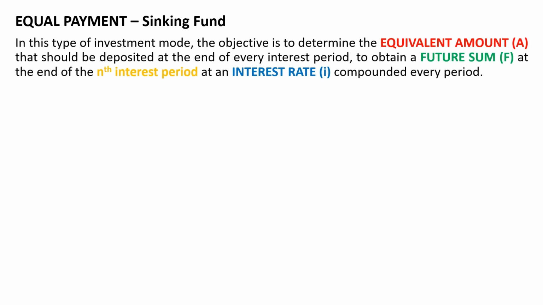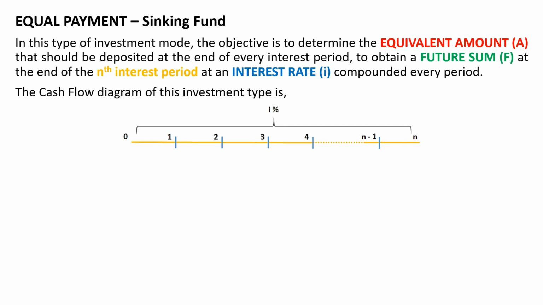Equal payment sinking fund. In this type of investment mode, the objective is to determine the equivalent amount A that should be deposited at the end of every interest period to obtain a future sum F at the end of nth interest period at an interest rate I compounded every period. The cash flow diagram of this investment type is, we have a timeline.